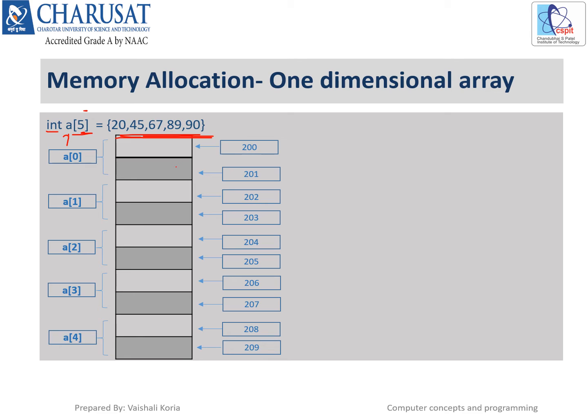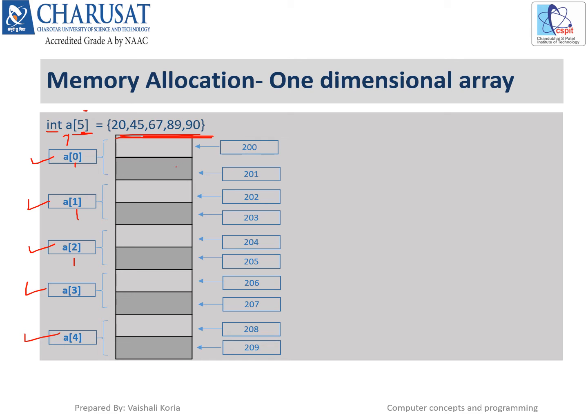Now here, integer a5 means we have 5 elements. The first element is a0, the second element is a1, third is a2, fourth is a3, and fifth is a4. So here total 5 elements. But how are those elements differentiated? It will be based on their indices. So 0, 1, 2, 3, 4, these are the indices of the array, index or subscript.